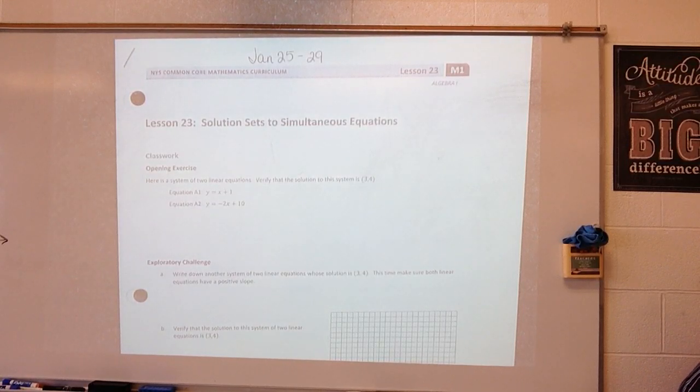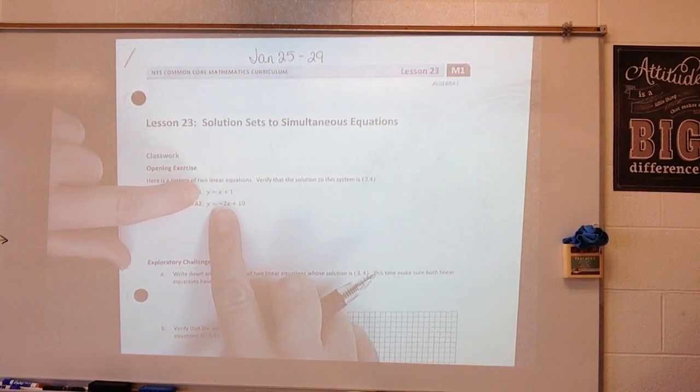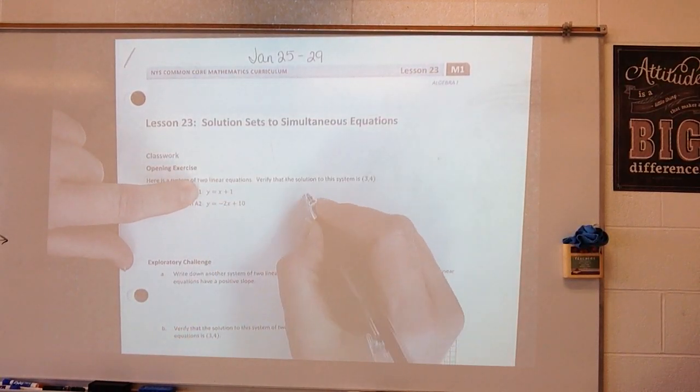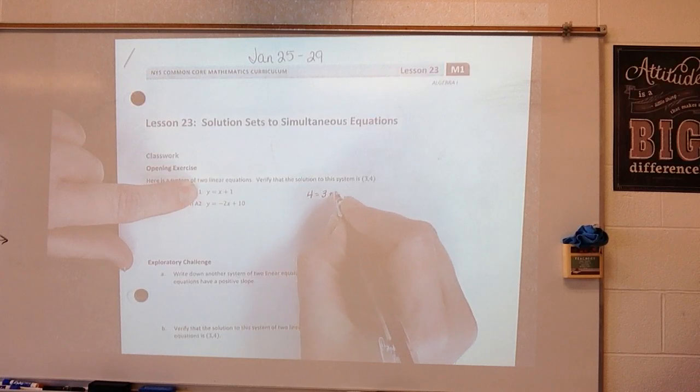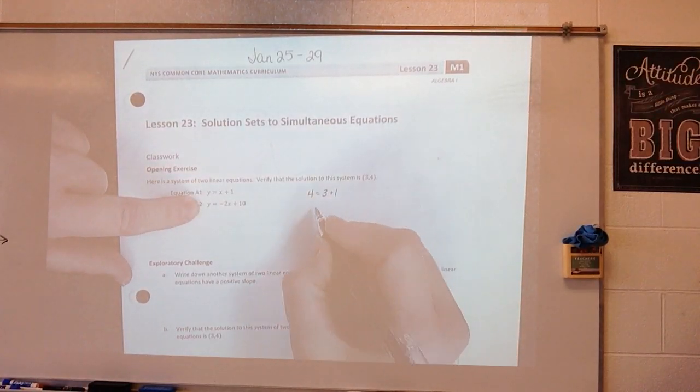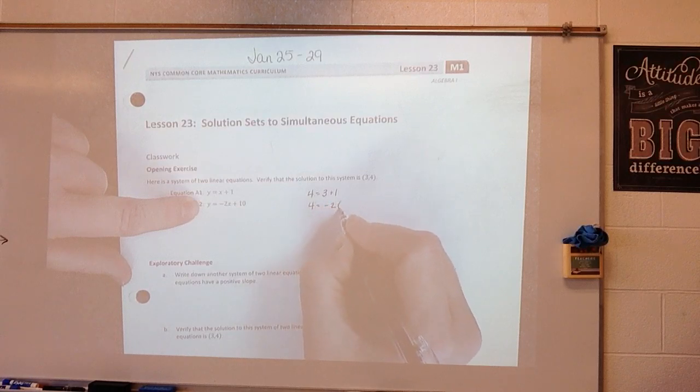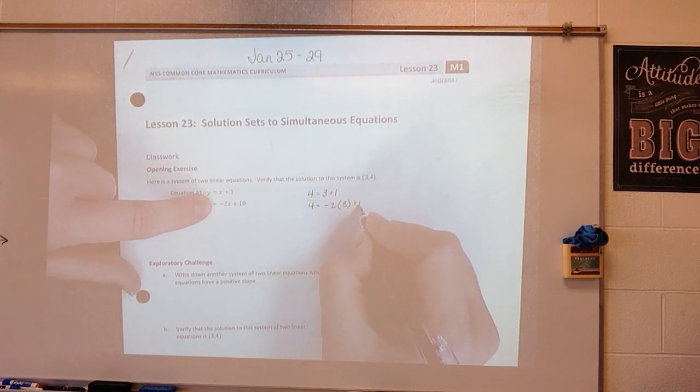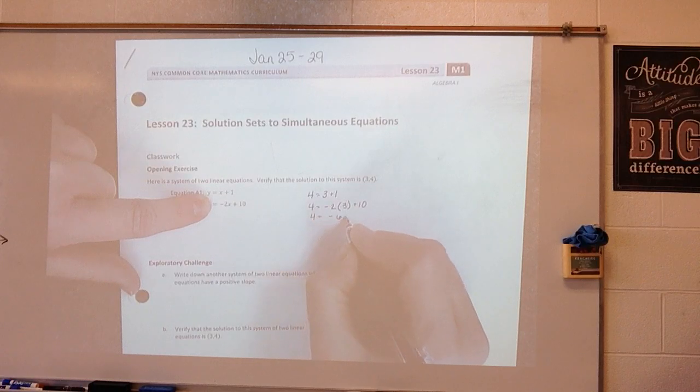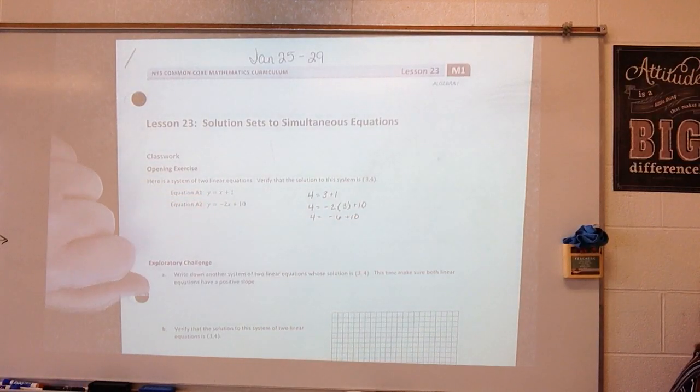Alright, so let's look at our opening exercise very quickly. Here's a system of two linear equations. Verify that the solution to this system is 3, 4. This should be very quick. All you have to do is substitute 3 in for x and 4 in for y. So 4 is equal to 3 plus 1. That works. Alright, so 4 is equal to negative 2 times 3 plus 10. So 4 is equal to negative 6 plus 10. That works also. So I've been able to prove that this is the solution to that system.